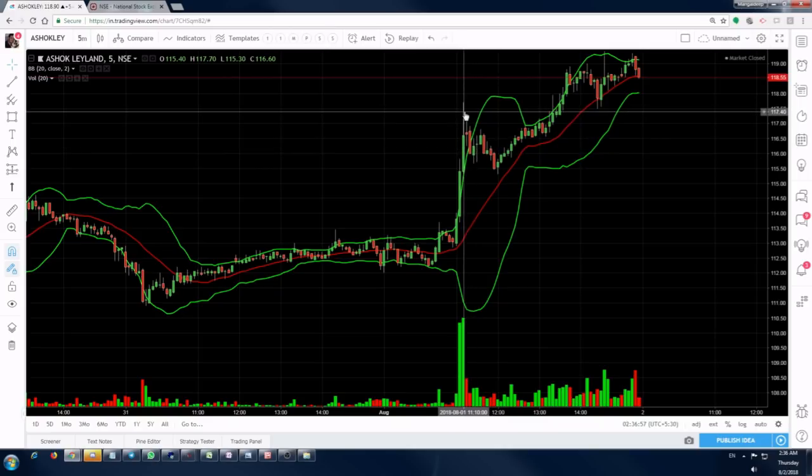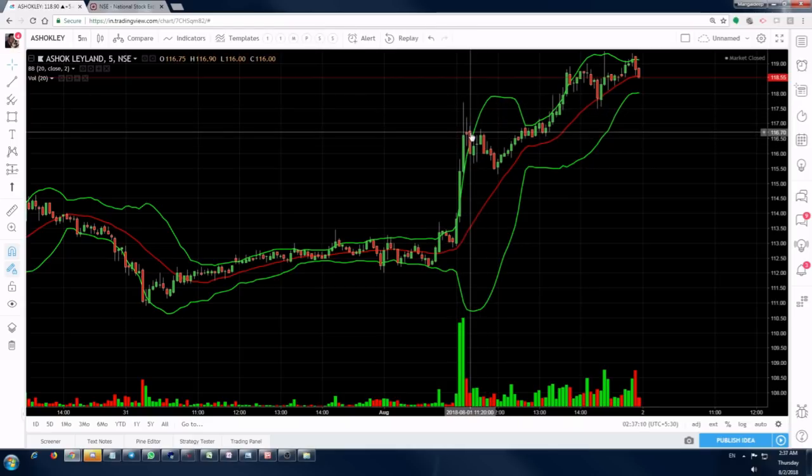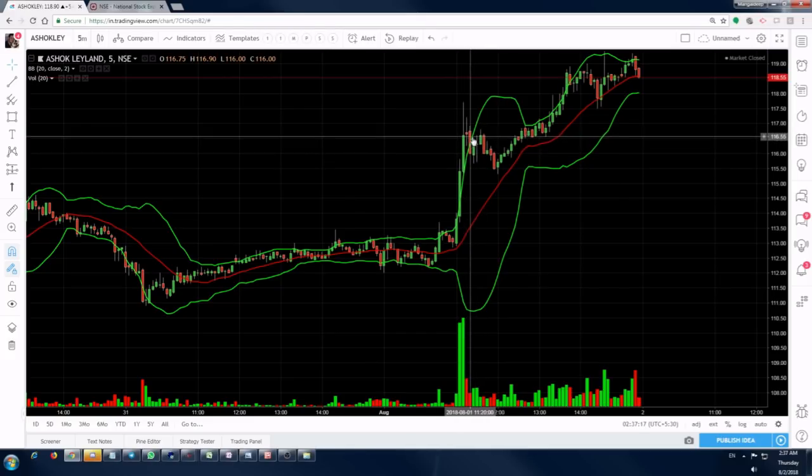Some people will book their profits here because they will feel that the profit is really huge, so let me book it. I am one among them. If I would have been in this trade, I would have booked my profits here. But technically, whoever is following Bollinger Bands can come out of the trade whenever they get a red candle which closes below the upper Bollinger Band.